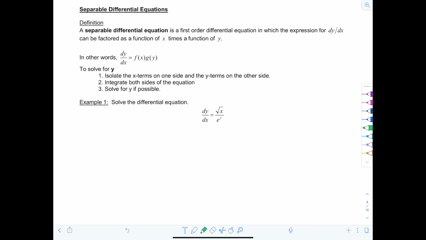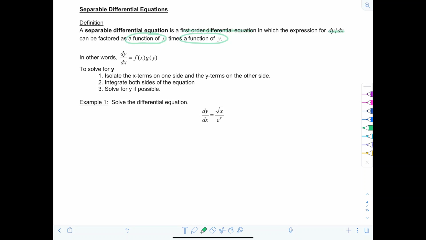Now, how do you know you have a separable differential equation? Well, it has to be first order, meaning y prime, the first derivative, is the highest order derivative you have in the equation. And the expression for dy/dx can be factored as a function of x times a function of y. So in other words, it should have the following form. You should be able to write dy/dx as some f of x times some g of y.